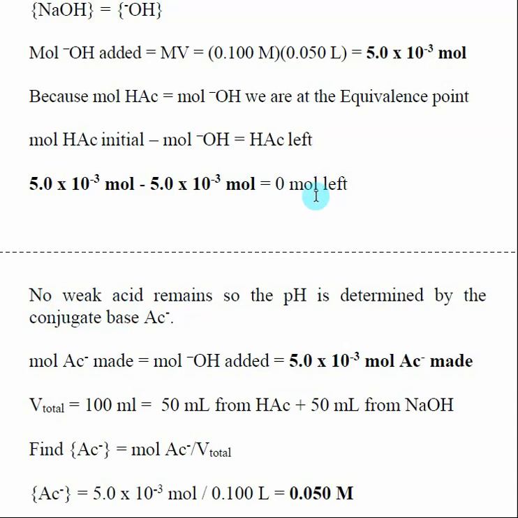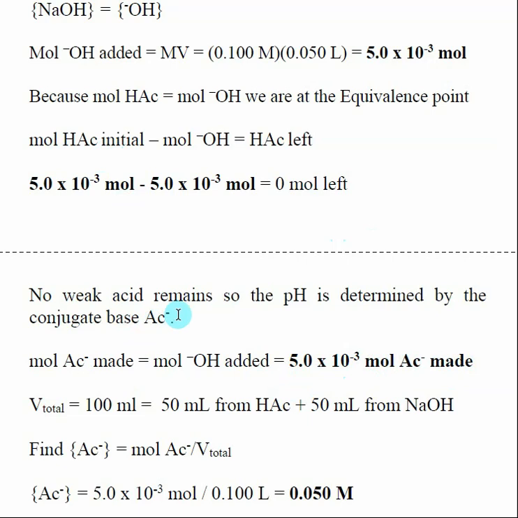So we have 0 moles of our weak acid left, but then we remember we're making conjugate base, and the amount of conjugate base that we make is equal to the number of moles of hydroxide added. We know how many moles of hydroxide that we've added. We calculated that here. So this tells me how many moles of our conjugate base are made. So in this situation at the equivalence point, we have completely used up all of our weak acid and we converted all of it to our conjugate base. So now the pH is going to be determined by the Kb reaction for this conjugate base.